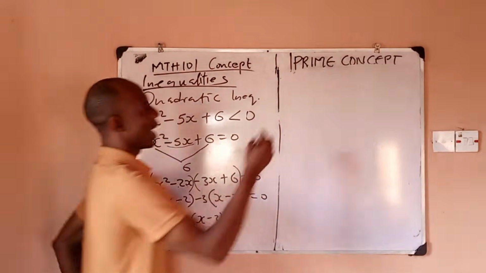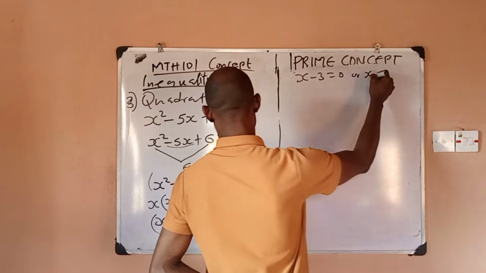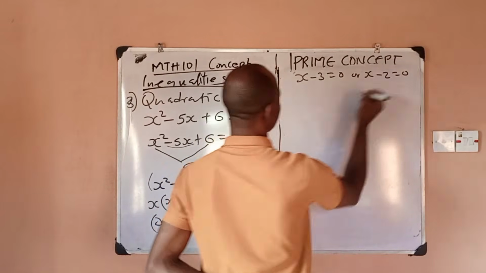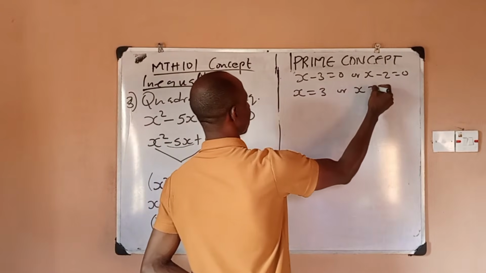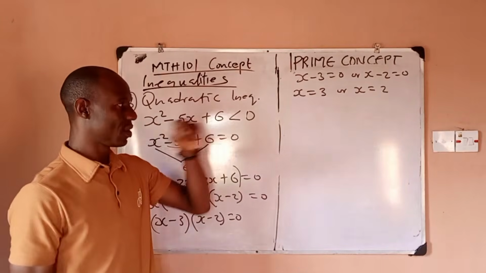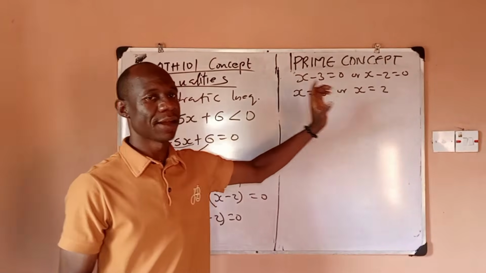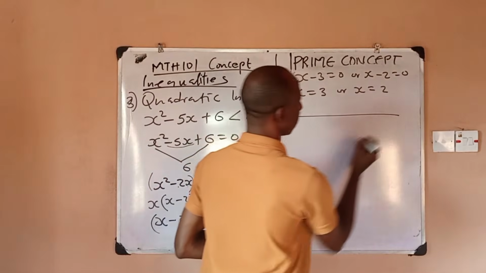0. So I have x minus 3 equals 0, or x minus 2 equals 0. I have x equal to 3, or x equal to what? 2. So these are the two values of x I have. So see what I'm going to do. I'm going to take them to a number line.